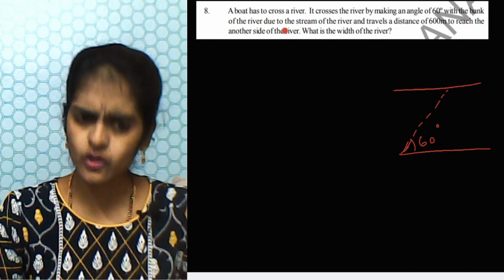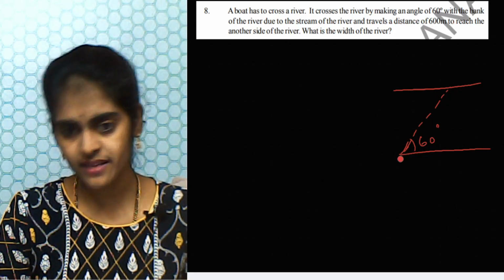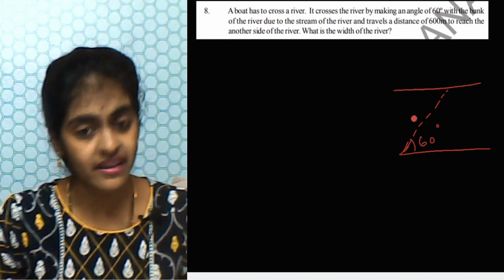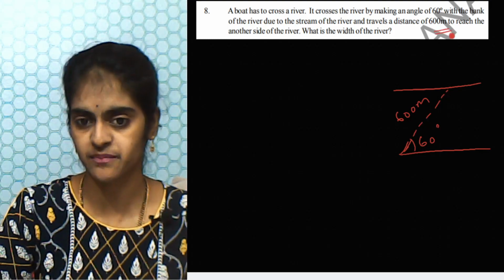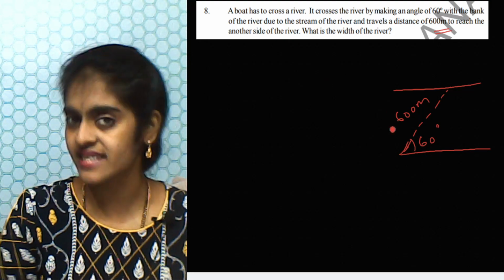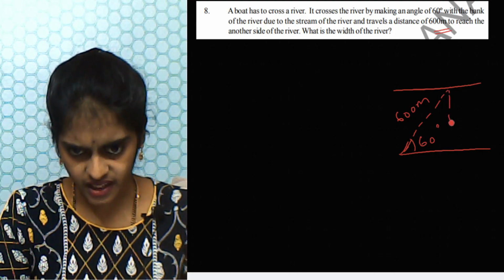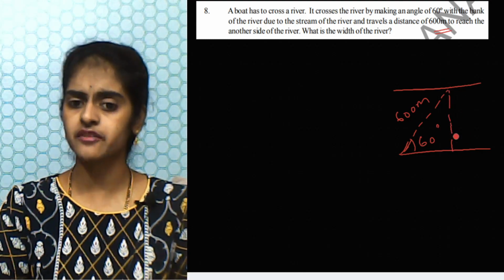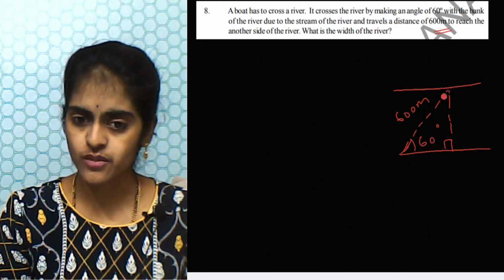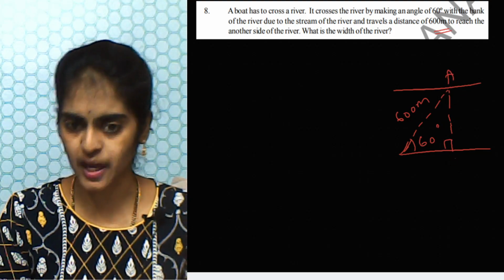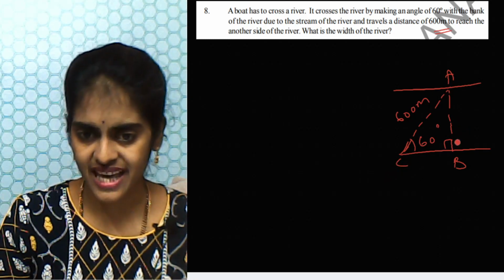Due to the stream of the river, it travels a distance of 600 meters. So in this way, making a 60 degree angle, how much is it traveling? 600 meters. So this distance traveled by the boat is 600 meters, and it has reached the other side of the river. Now what is the width of the river? The width of the river is the perpendicular distance between the two banks. As I told you, this is the perpendicular distance, so this is 90 degrees. Now you just want to find this value. If I take AB as the width of the river and C as the point where the boat has started, then you have to find AB.